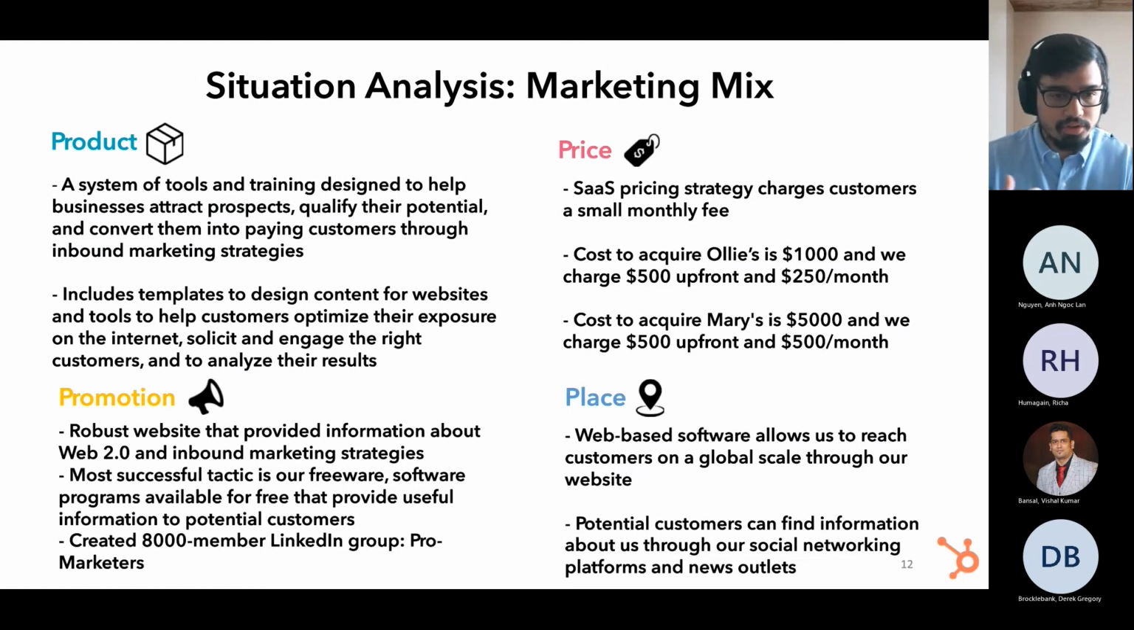And we're profitable around 2 months after them paying for 2 months. And for Marketing Marries, the acquisition cost is about $5,000, and they pay us an upfront fee of $500, and then $500 monthly. And for that, we're profitable around 9 months.